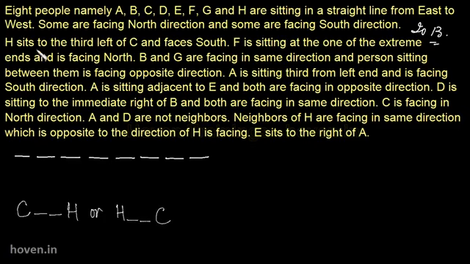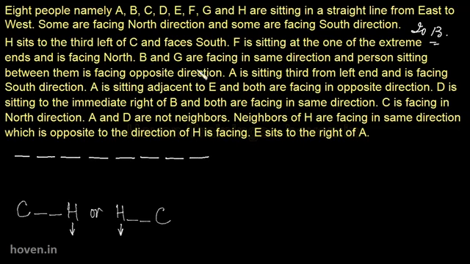This statement simply tells us that there are 2 persons between C and H. H sits to the third left, so it could be this way or this way. There are 2 persons between them, and that is very concrete. Then, H is facing south, so let us mark an arrow here to show the direction for H.